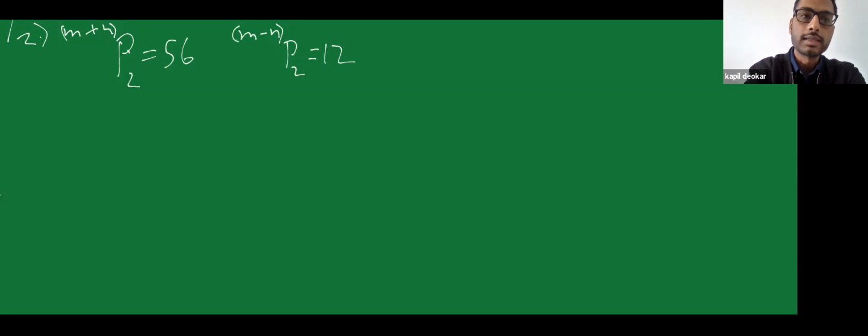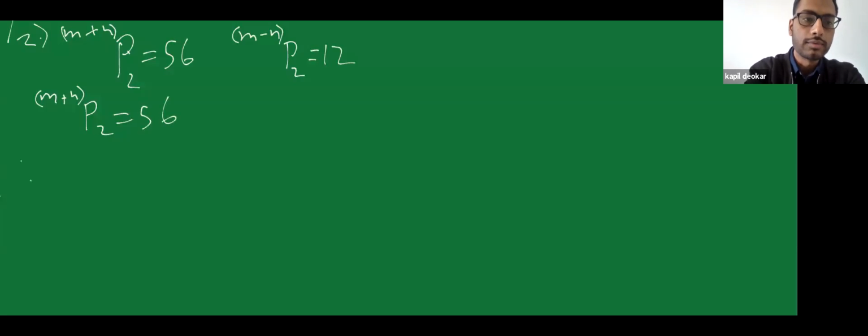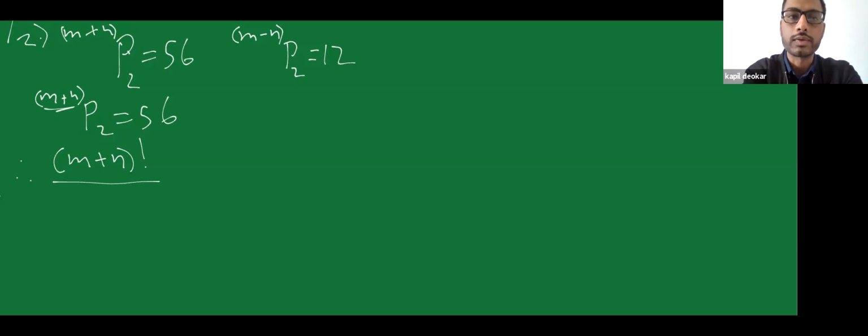Okay, so let's start with the first term which is given to us, (m+n)P2. This is given as 56. Therefore, what is our formula for nPr? The nPr formula is n factorial upon (n minus r) factorial. So instead of n over here, I have m plus n. So my formula would be (m+n) factorial divided by (m+n minus 2) factorial.